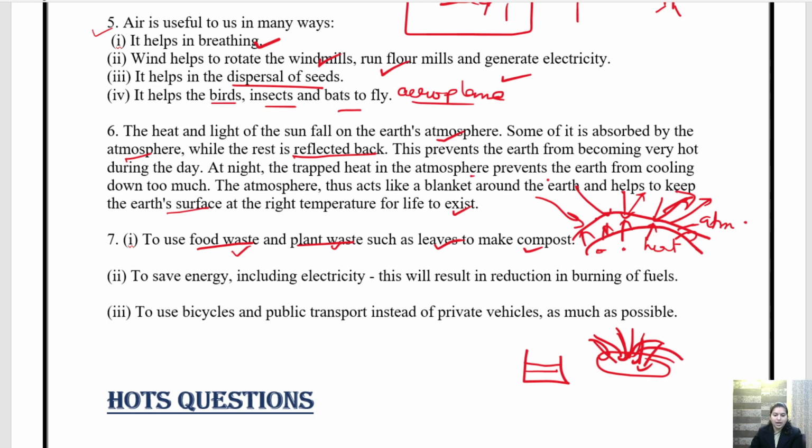Okay, next we have to save energy including electricity. This will result in reduction in burning of fuels. Children, we know that electricity is produced from coal. Okay, so जितनी ज़्यादा हम इलेक्ट्रिसिटी वेस्ट कर रहे हैं उतना ज़्यादा कोल बर्न हो रहा है and we know that coal is a non-renewable energy resource, or we say we cannot renew it again. हम उसको दोबारा नहीं बना सकते, जो एक बार बन गया वो बन गया. Okay, this is a natural, or we can say a fossil fuel. ठीक है, तो हम कोल को दोबारा नहीं बना सकते.